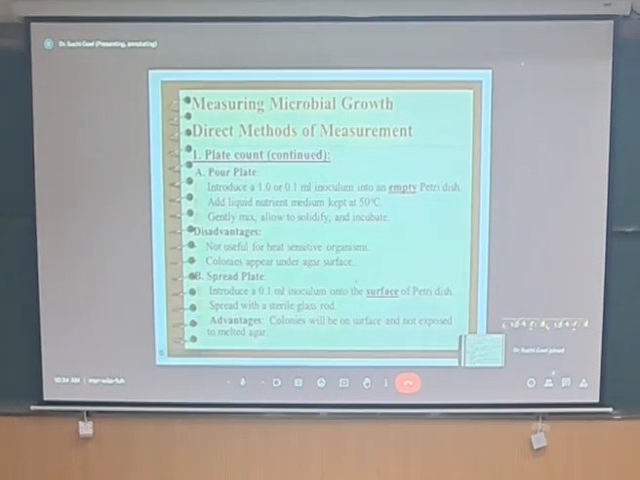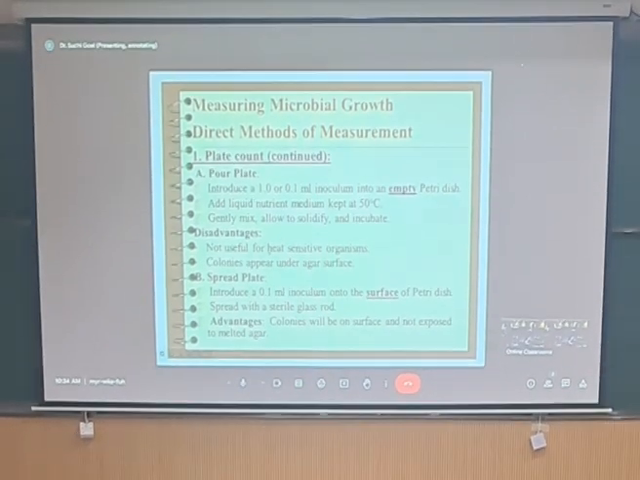So the disadvantages of the pour plate method: not useful for heat sensitive organisms, and colonies appear under the agar's surface. Okay. Spread plate method is the most preferred method. Its colonies will be on the surface and will not be exposed to the melted agar.